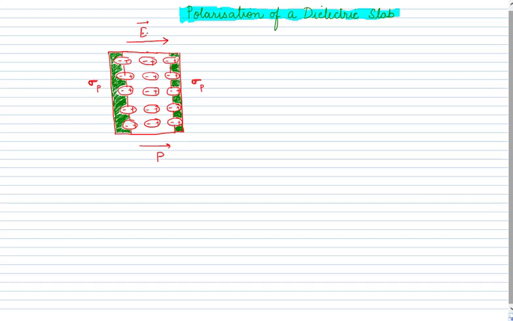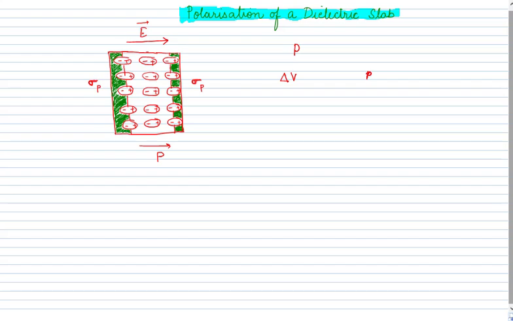This is a uniform external field E, and as you can see, the direction is parallel to the faces of the slab. When this dielectric is kept in an external electric field, it causes the polarization P. Whenever a dielectric is kept in an electric field, there is a polarization, and we represent this polarization with the symbol P. Let us say we take any volume delta V within this dielectric, and within this volume delta V we have dipoles having a dipole moment of P.